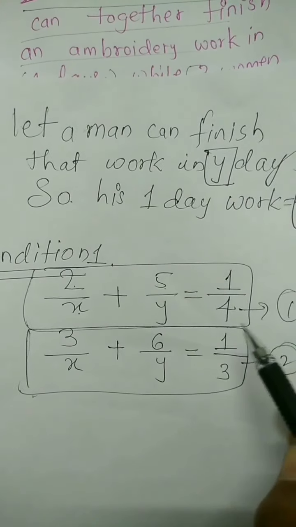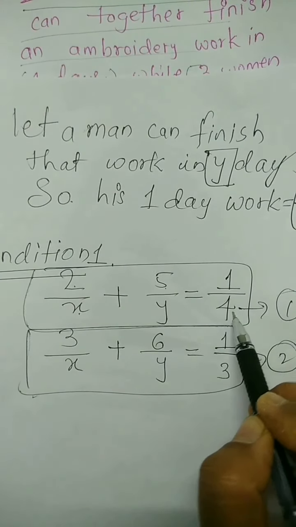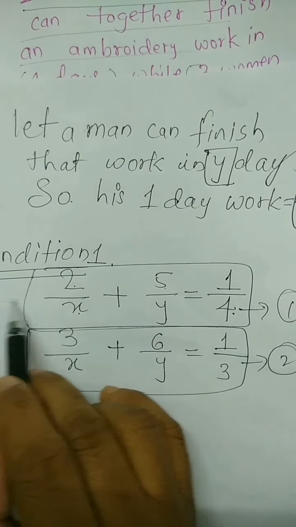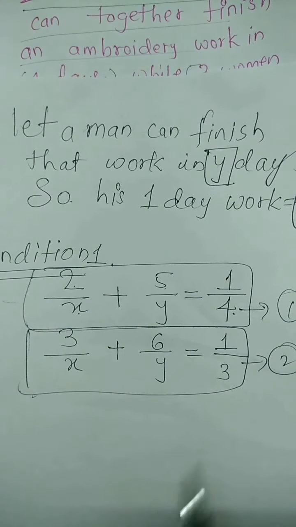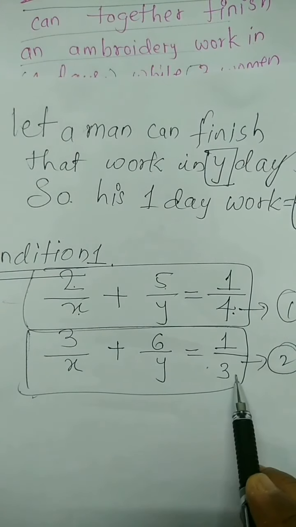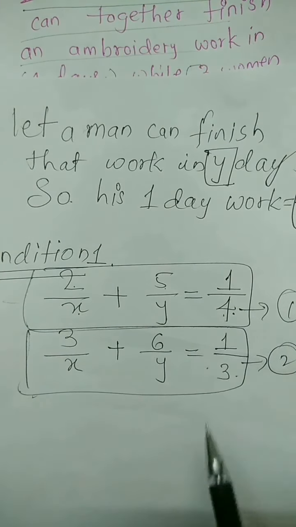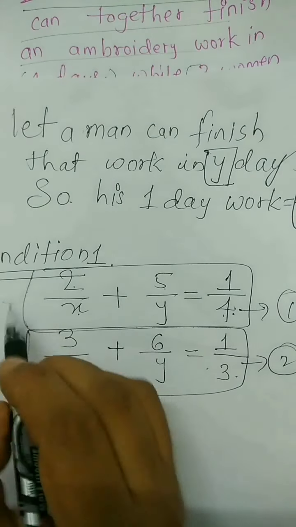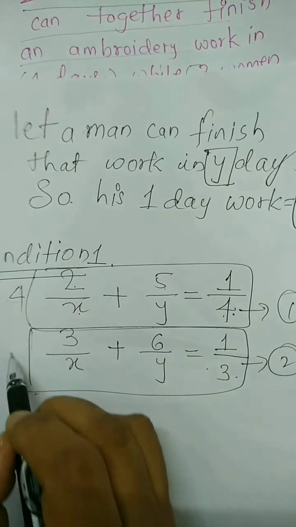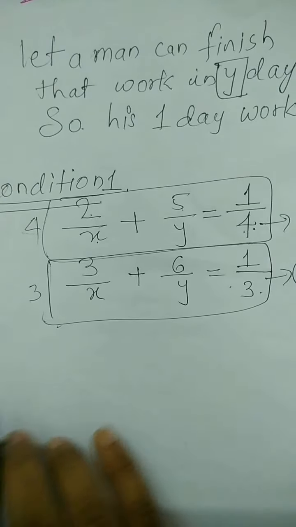How to simplify? If you don't want 4 in denominator, what we should do? We should multiply all the terms by 4. And here we should multiply all the terms by 3. Then we can eliminate this 4 from denominator. Okay. And 3 from this. So multiply this all terms by 4 and this all terms by 3. So let us see what happens.